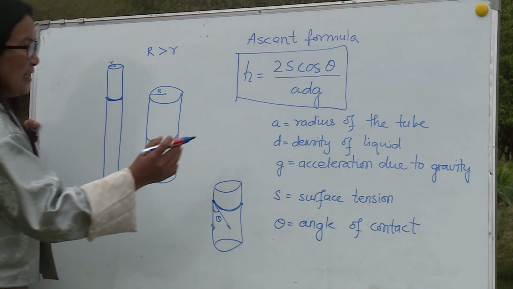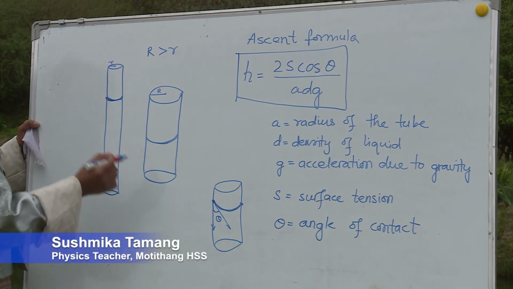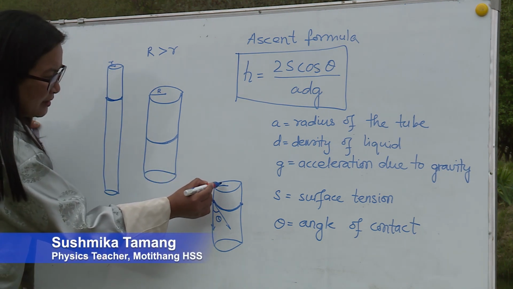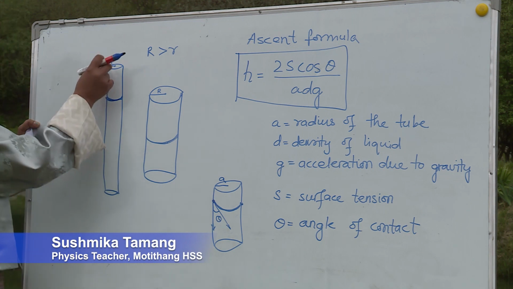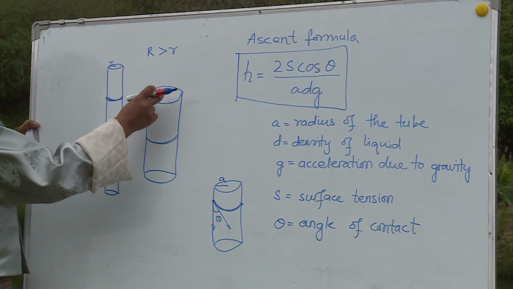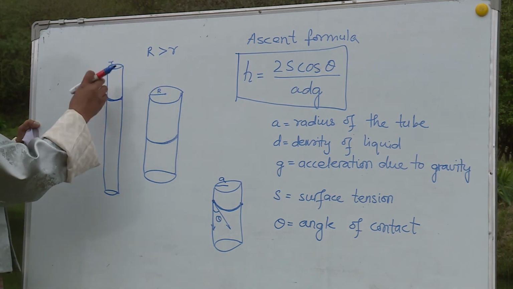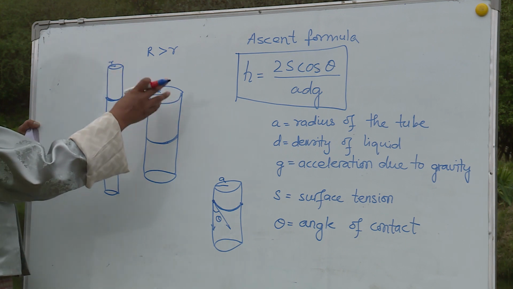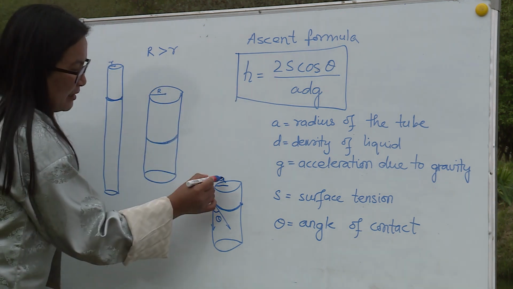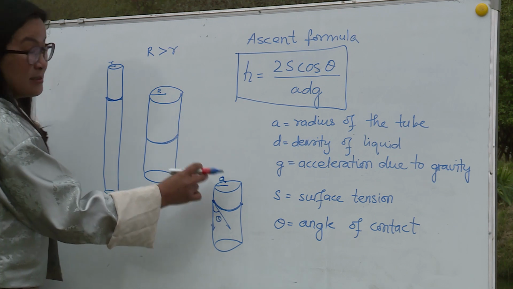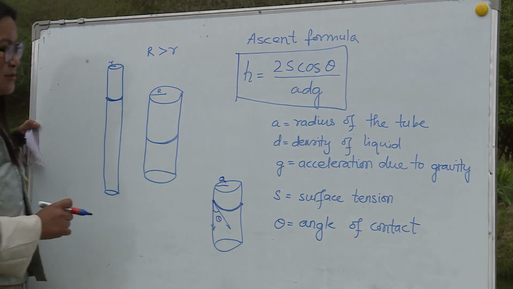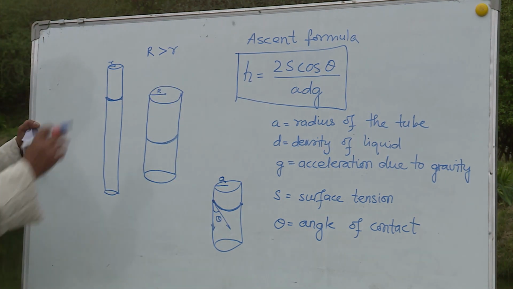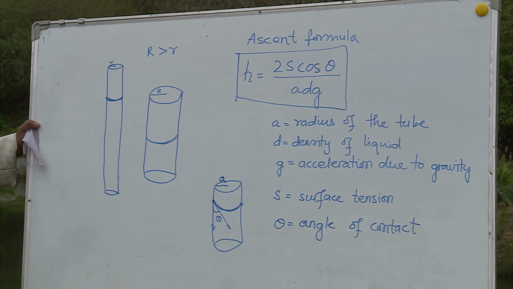And a is the radius of the capillary tube. Here I have written small r and capital R just to show that small r is smaller and capital R is bigger. But in the formula, a is the radius. Generally a represents the radius of the tube. d is the density of the liquid and g is the acceleration due to gravity.